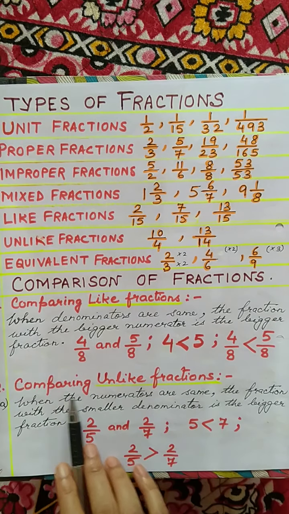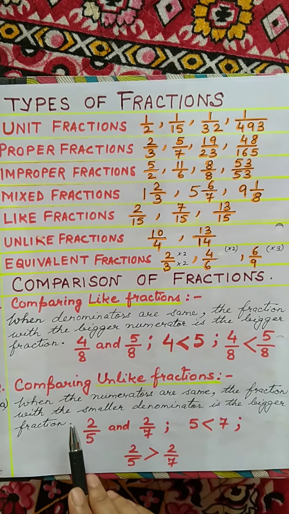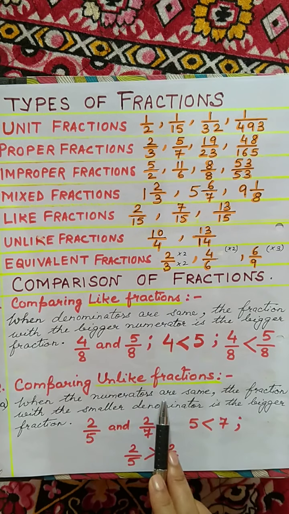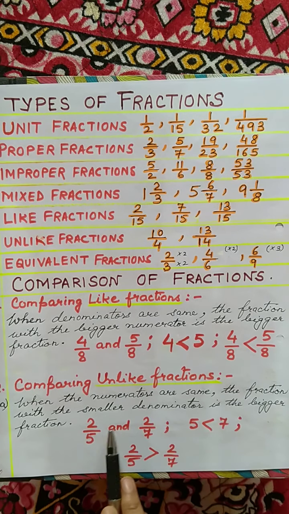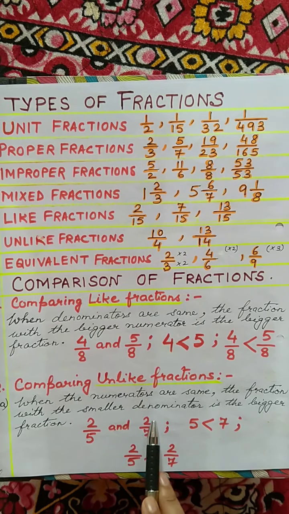Then we have comparing unlike fractions. Now in unlike fractions, you will see that numerators are same sometimes. So when the numerators are same, the fraction with the smaller denominator is the bigger fraction. This is just the opposite to like fractions. When the numerators are same, we see the denominators.